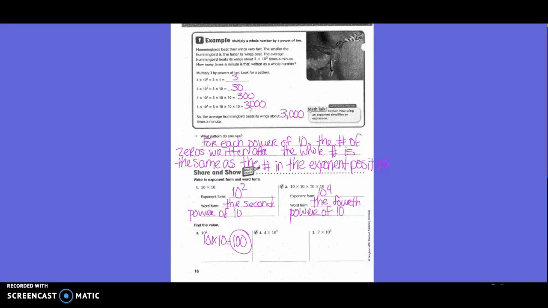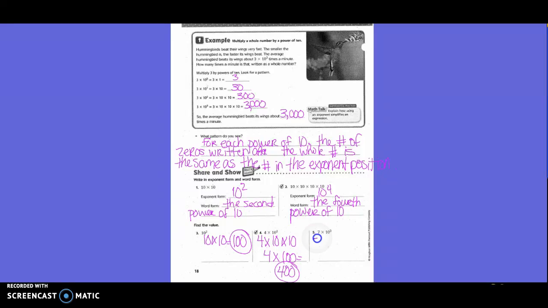They didn't give us another value in there, right? Okay. Now this one, we have 4 times, and then how many times do I need to write 10? 2 times, right? So 4 times 10 times 10. Now, what is 10 times 10? 100. So I could write 4 times 100 equals 400. You need to show your steps. Okay? All right, number 5.